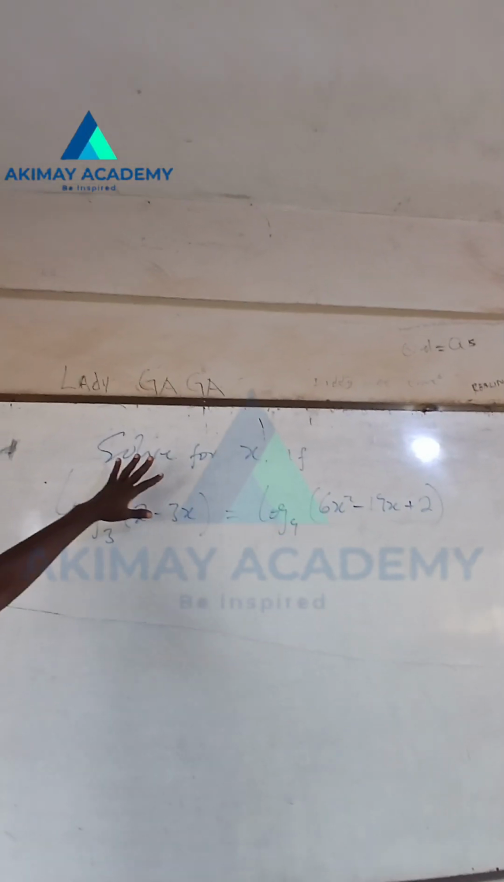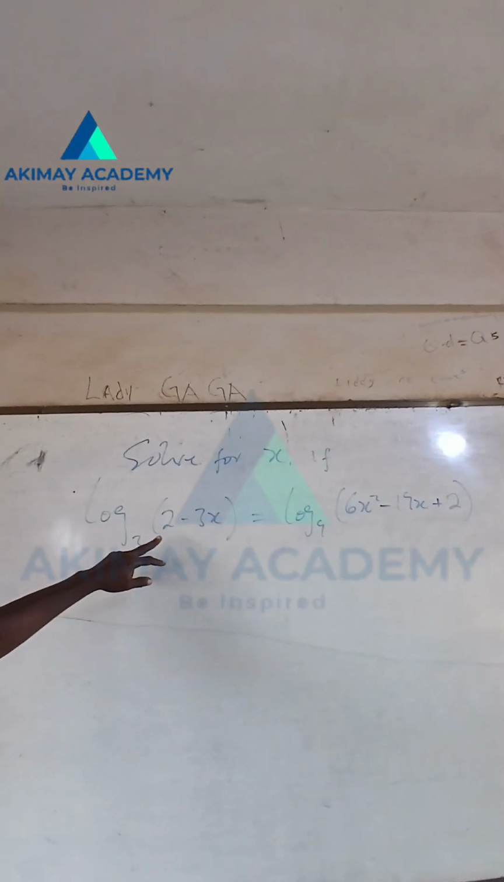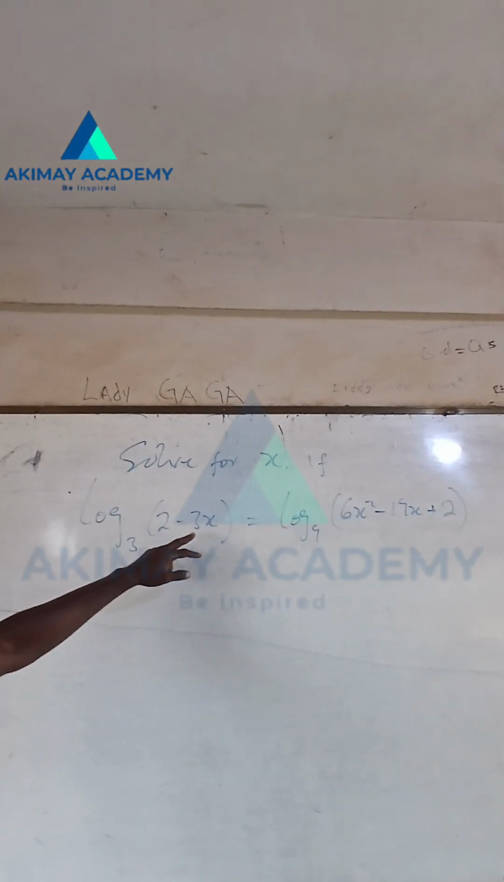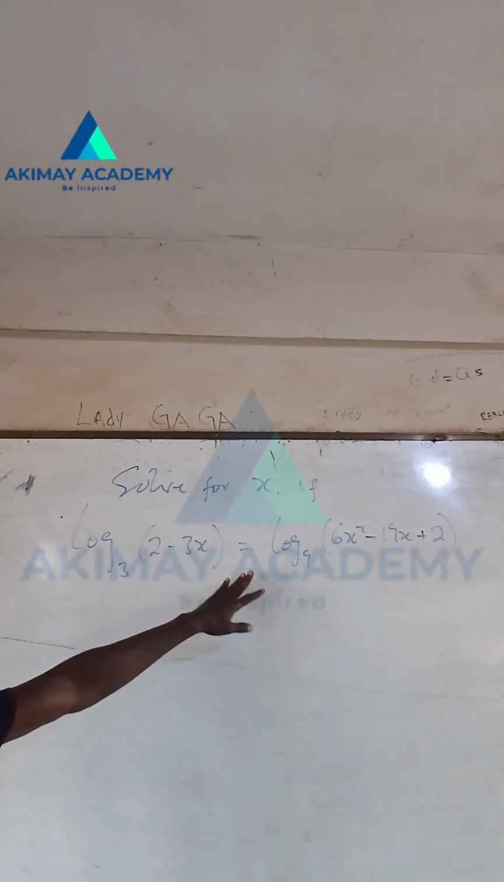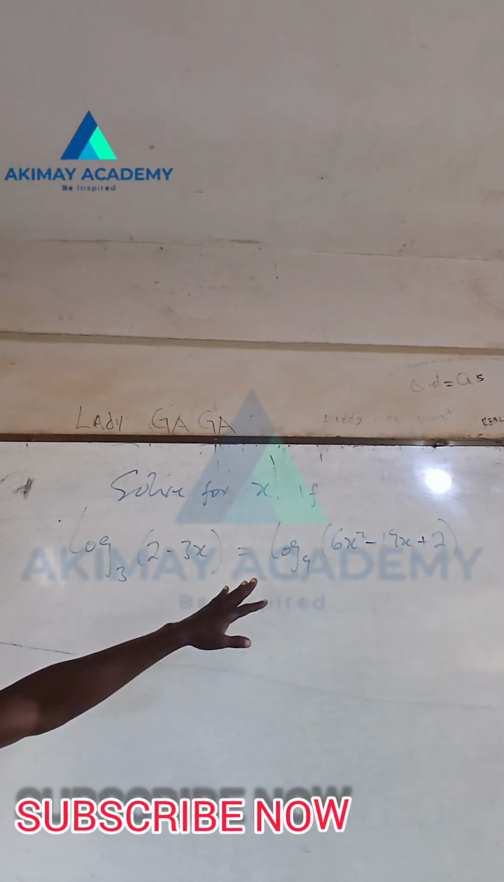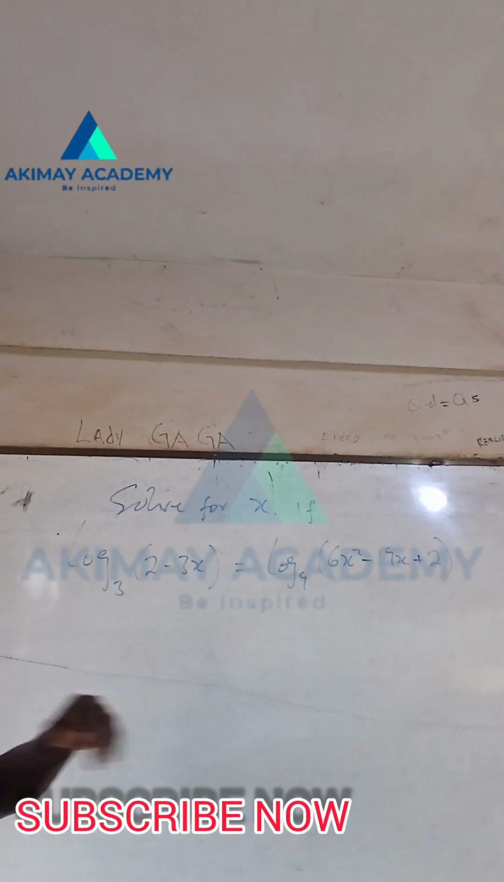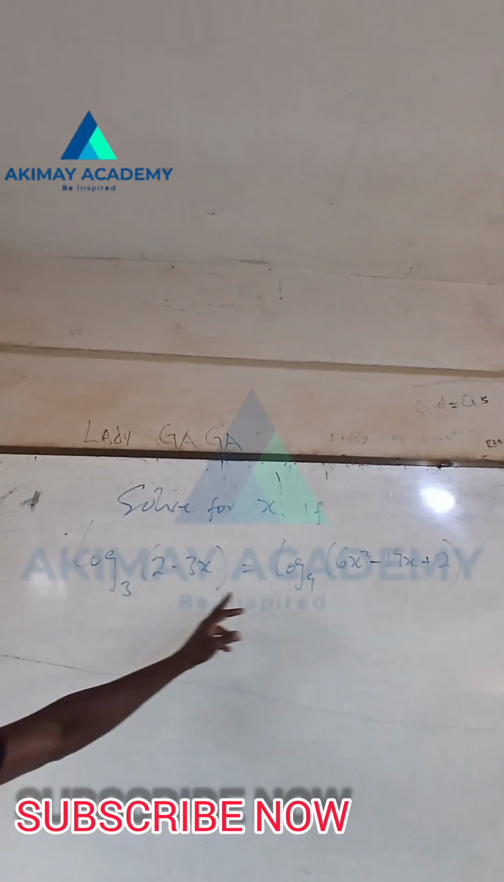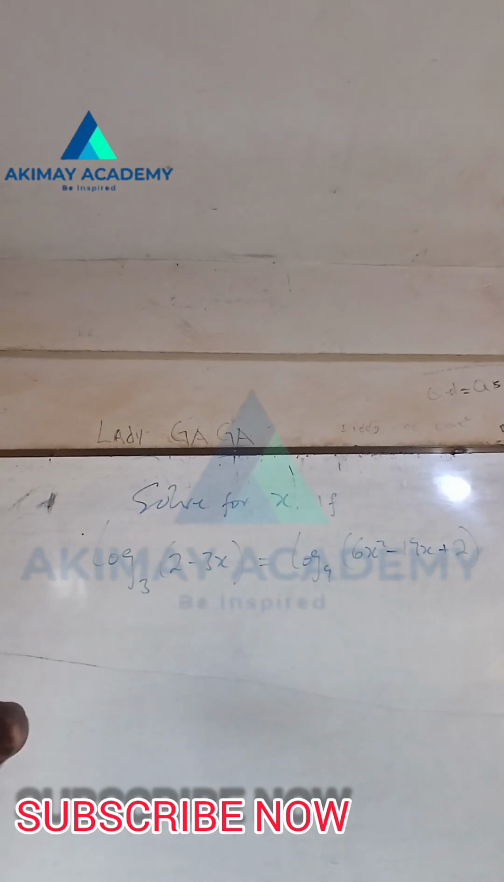We have, so for x, if log of 2 minus 3x to the base 3 equals log of 6x squared minus 19x plus 2 to the base 9. Now you can see that here the bases are not the same. So we can't just start solving it straight away.